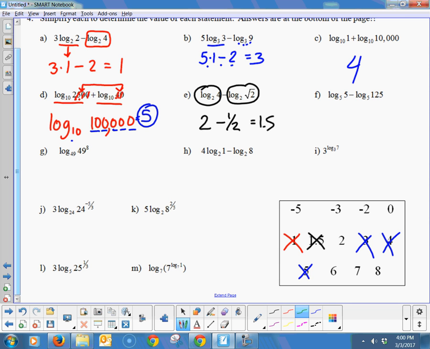Let's see, 5 to what power is 5? That's 1. 5 to what power is 125? That's 3. And negative 2. Here, you can pop that 8 out front. This is 8 times log base 49 of 49, which is just 8 times 1. So that's 8.